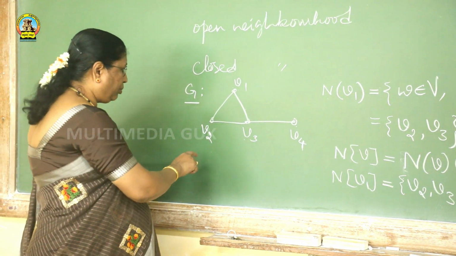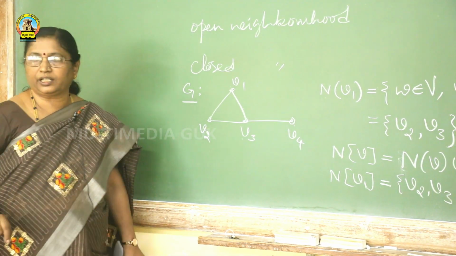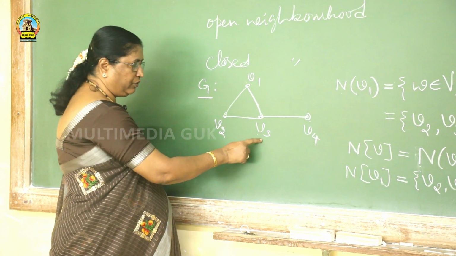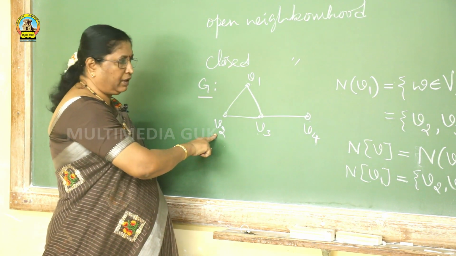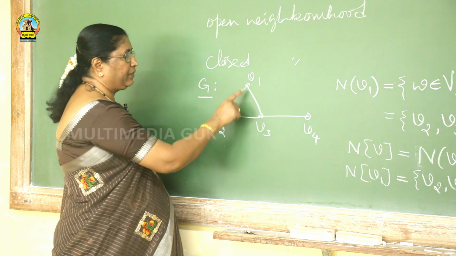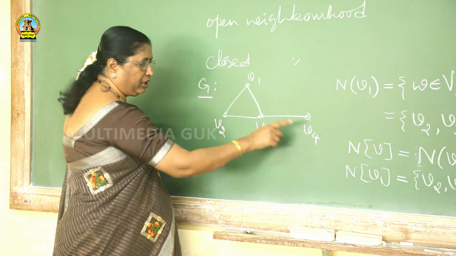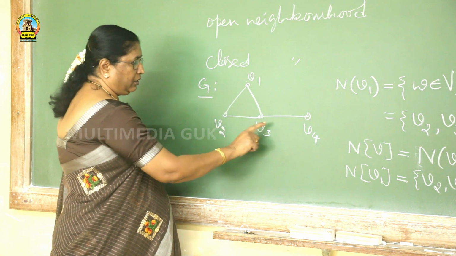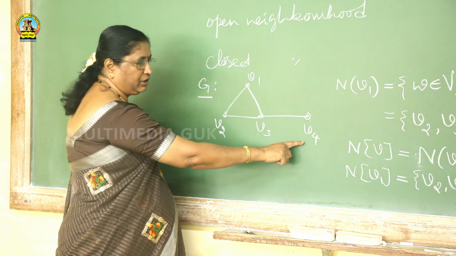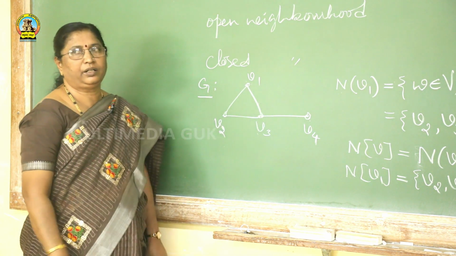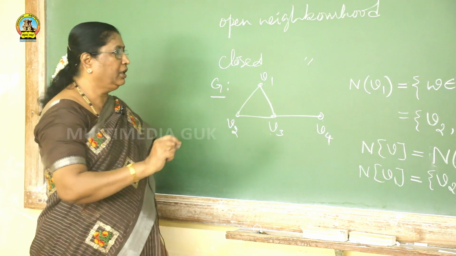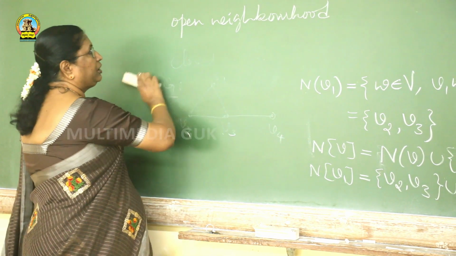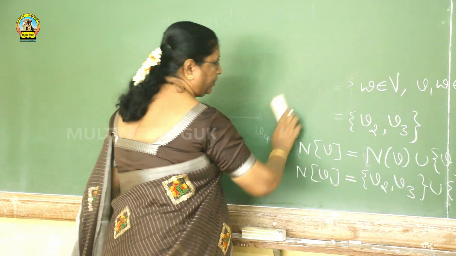Now the closed neighborhood of the second vertex V2 is V1, V2, V3. The closed neighborhood of V3 is V1, V2, V3, V4. The closed neighborhood of V4 is V3 and V4. So likewise we can define the open neighborhood and the closed neighborhood of a vertex with reference to the given graph. Then let's know about the meaning of domination.